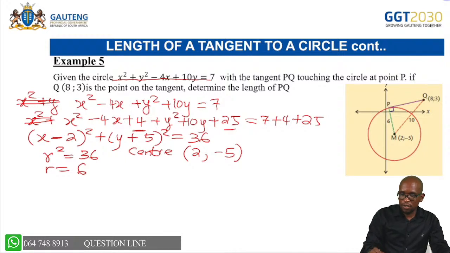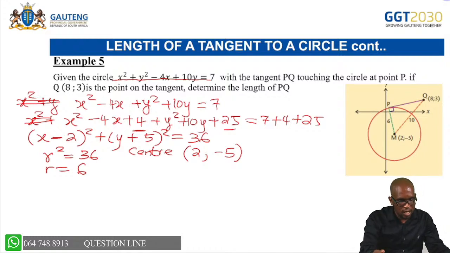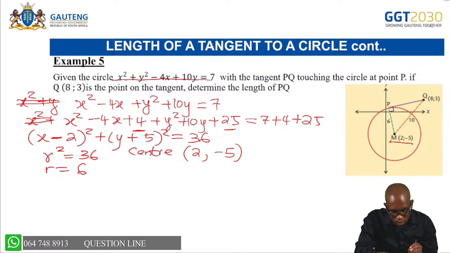Now that you have the equation of the circle, you know the center (2, minus 5) as indicated on the diagram. You know the length of the radius, which is 6, which means that now we want to work out the length of the hypotenuse. In order to do that, we need the coordinates of the center as well as the coordinates of the external point, which means that if we want to work out the length of the hypotenuse, we can then say the hypotenuse in this diagram is given by QM.